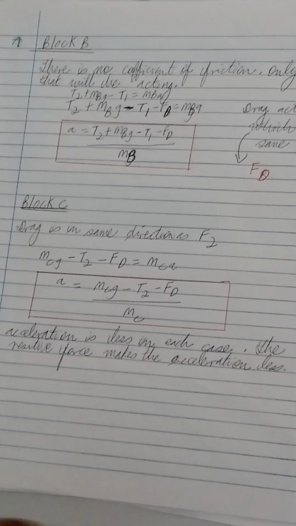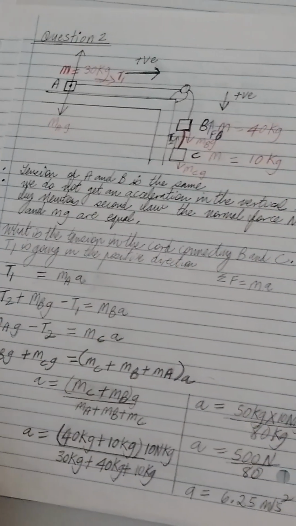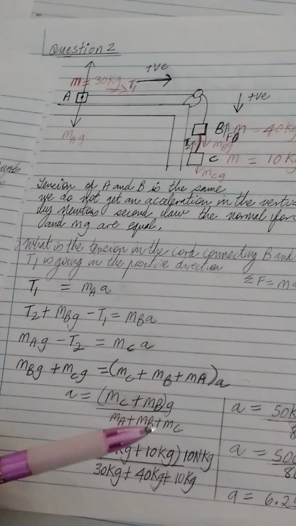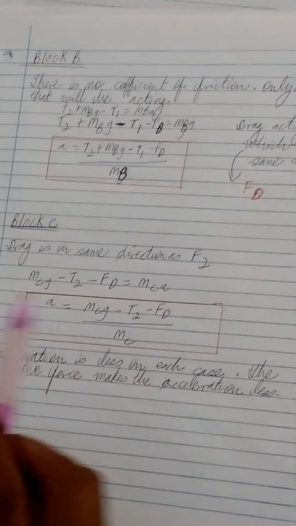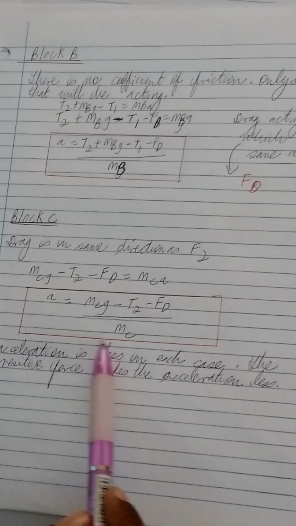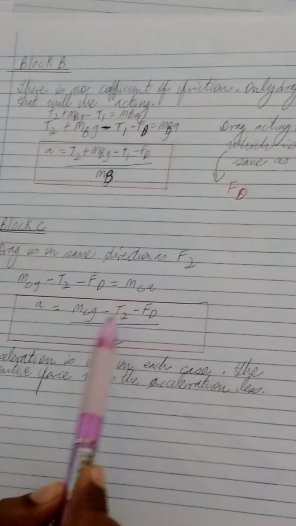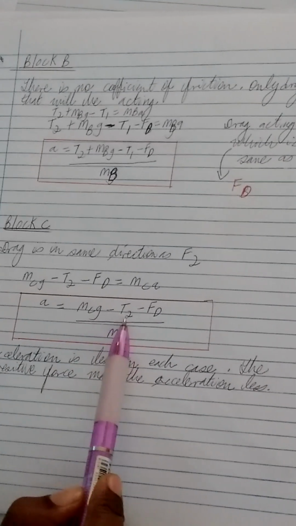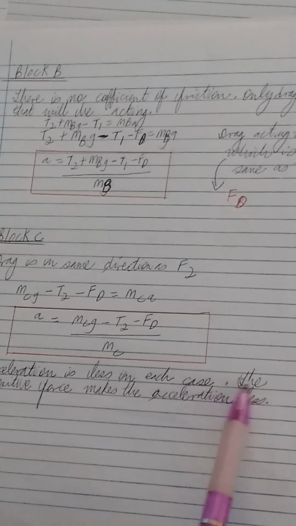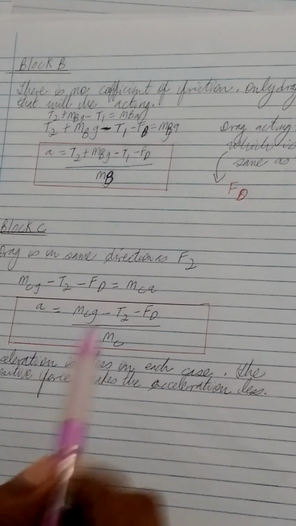We're looking at our next block, which is block C now. Drag is in the same direction as T2. So here we have our block C, and we're going to write the expression for it. It's MCG minus T2 minus FD equals MCA, and our final expression, if we transpose for A, is equal to MCG minus T2 minus FD, divided by MC. And what we realize is that the acceleration is less in each case, and the resistive force makes the acceleration less.